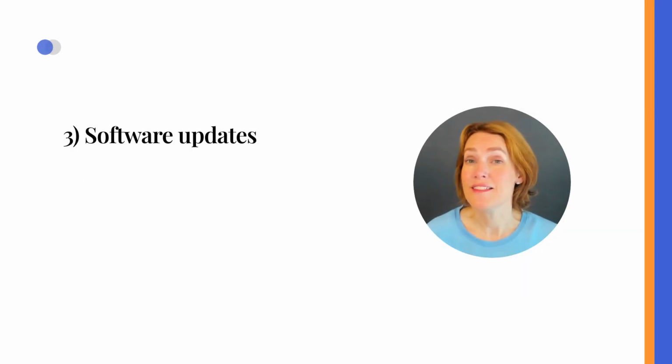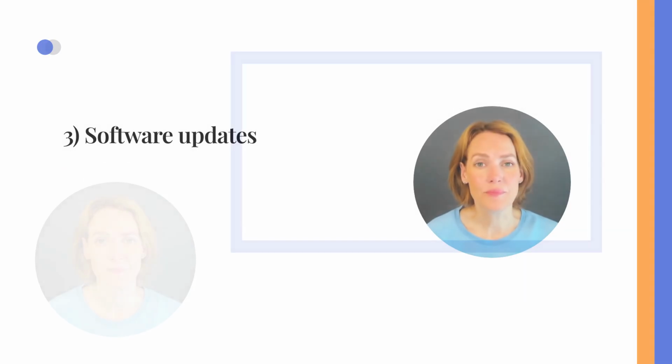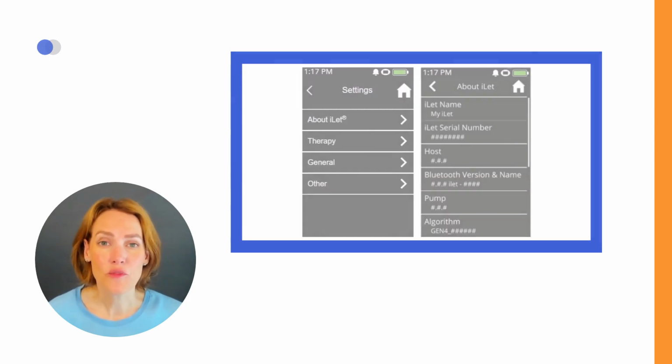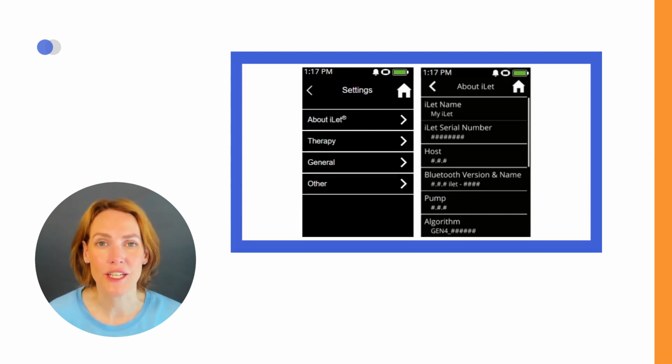3. Software updates. Updates to the iLet software can be downloaded to the iLet mobile smartphone app and delivered to the iLet via a Bluetooth link. The software version of the iLet device can be checked via the settings when you select About iLet.